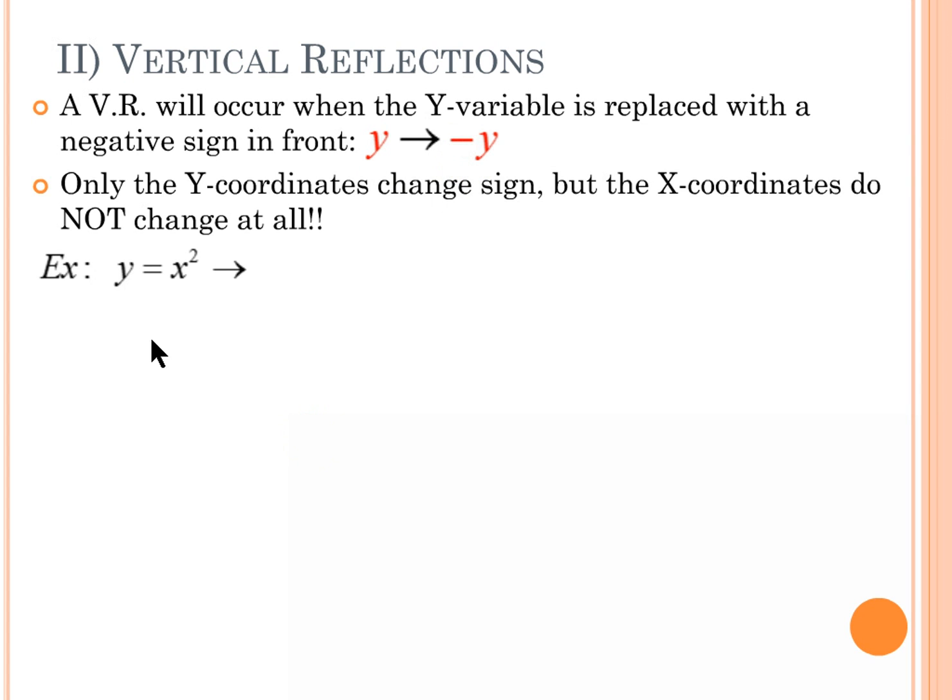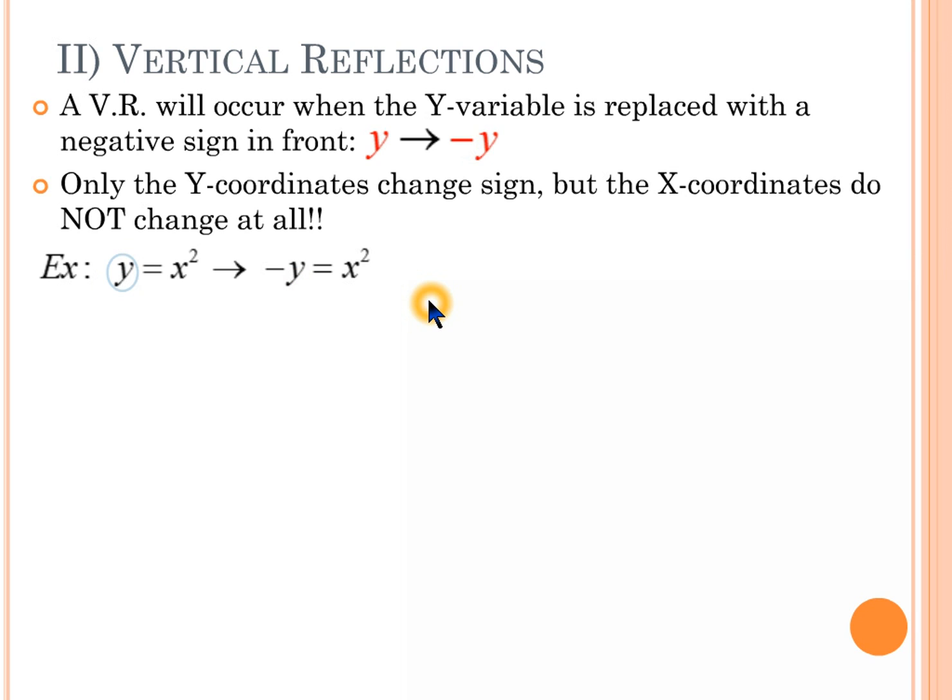Here's an example, y equals x squared, and then I have negative y equals x squared. This is my original function, y equals x squared, and then my function goes through a transformation, and I get negative y equals x squared. You'll notice that y went from positive to negative, so that is an example of a vertical reflection.